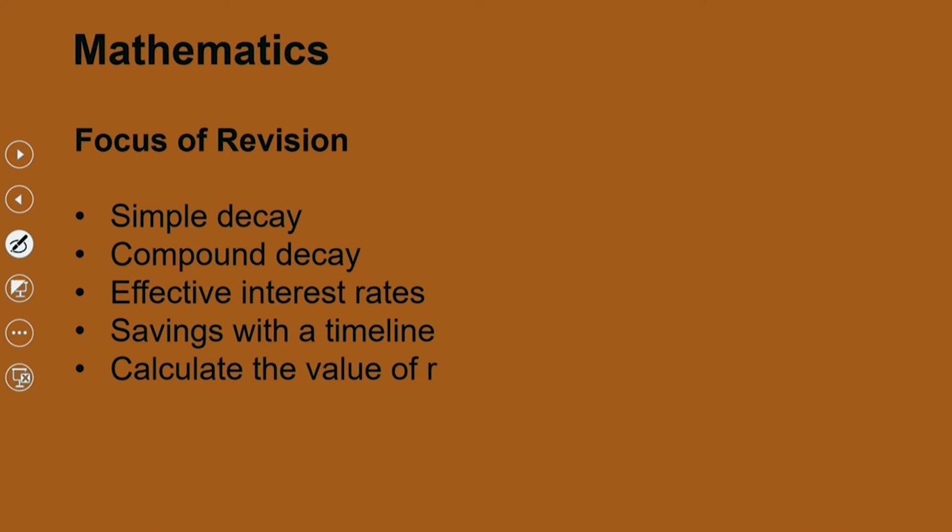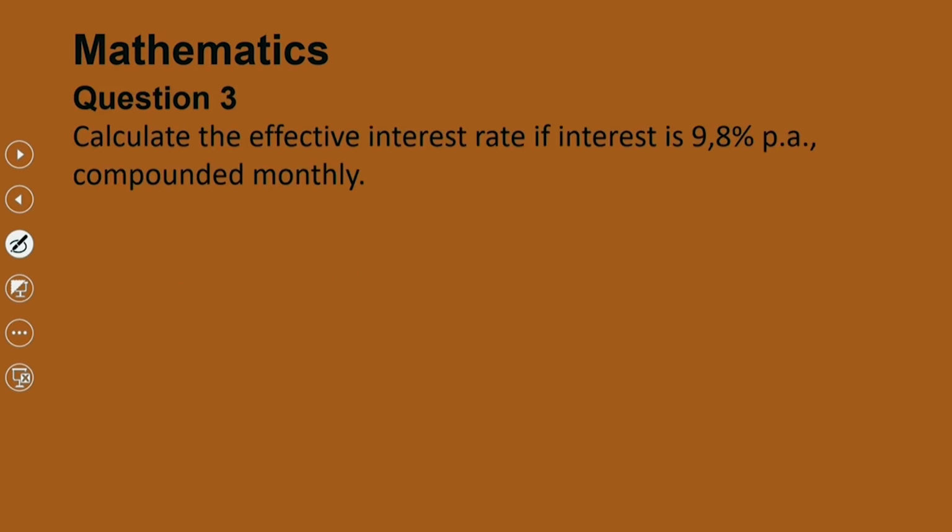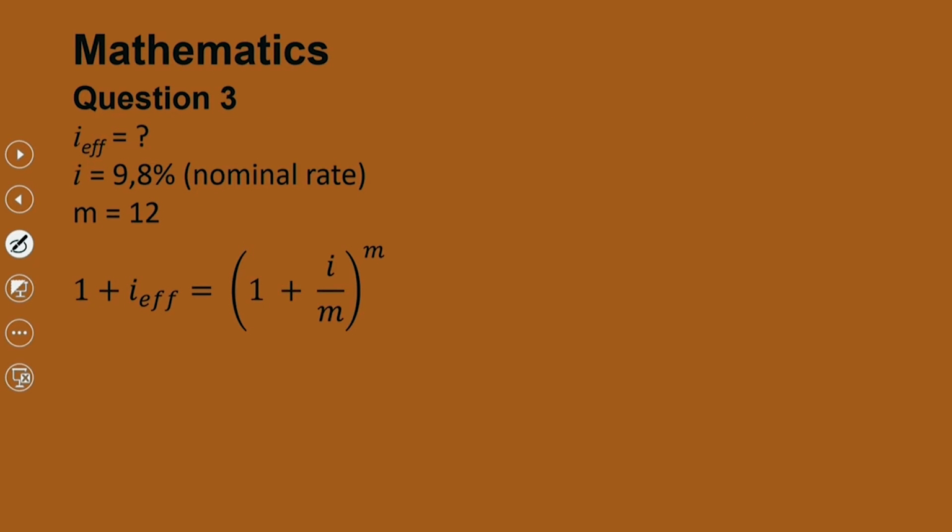Now, like I've already mentioned, we have already done simple decay, compound decay. Now we are at effective interest rate. Let's have a look at the question. Question 3 says, calculate the effective interest rate if interest is 9.8% per annum, compounded monthly, right? So what do they say? We need to get what? The effective, i effective. That's effective interest rate.